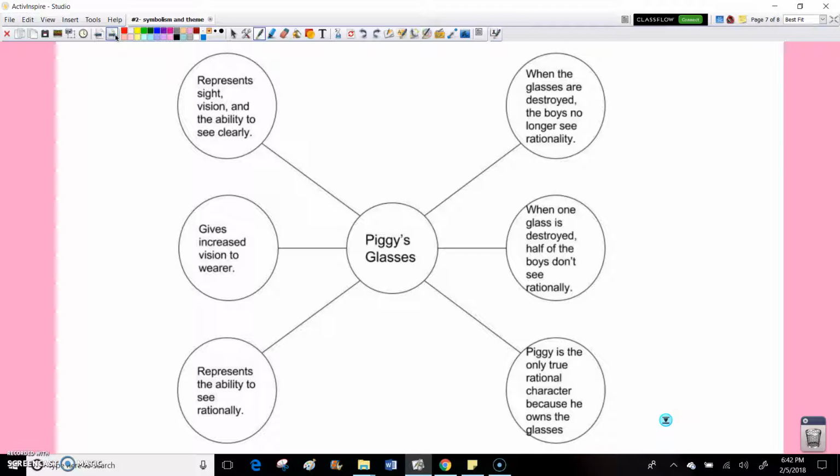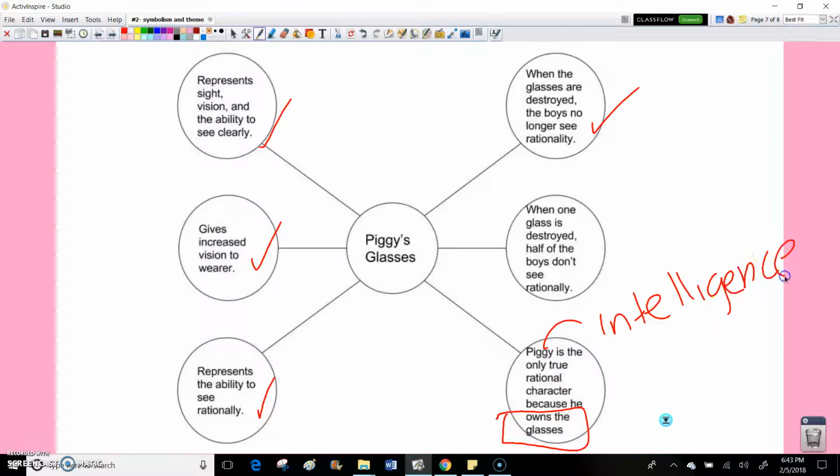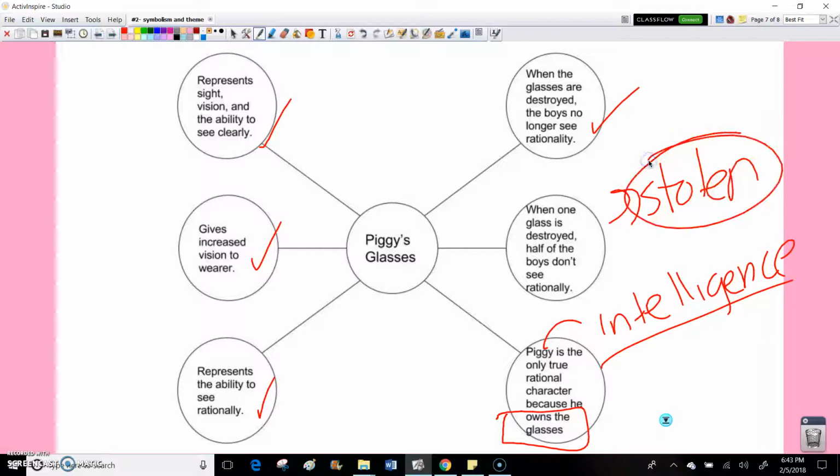Same thing with Piggy's glasses, right? You think about what the glasses are representing. Glasses represent sight, the ability to see clearly. You're able to have vision, to think rationally, to see things rationally. But when the glasses are destroyed, the boys can't see rationally. At first, it's just one half of the glass that's destroyed, so half of the boys don't see rationally. And then Piggy, who's the only true rational character, because he is the owner of the glasses, and Piggy represents intelligence. But at the end of the book, the glasses are not destroyed, but they're stolen from Piggy. When they're stolen, even Piggy has trouble thinking rationally.